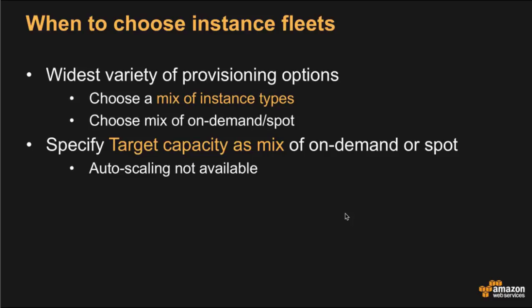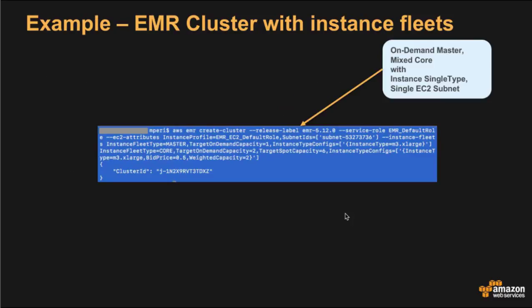So with that said, when you have any job where you are only saying, run this job to completion, it doesn't matter how fast, it doesn't matter what instance types I choose, then definitely this is a very good fit for your workload. Then let's see how to request it from the CLI. Like instance groups, it's very simple with instance fleets as well to create an EMR cluster.